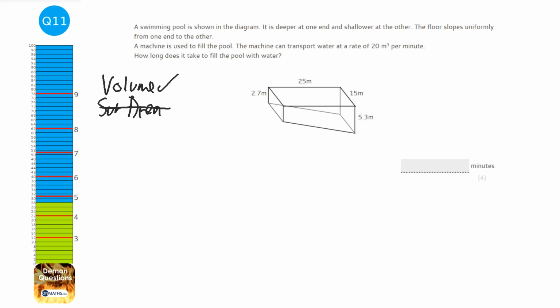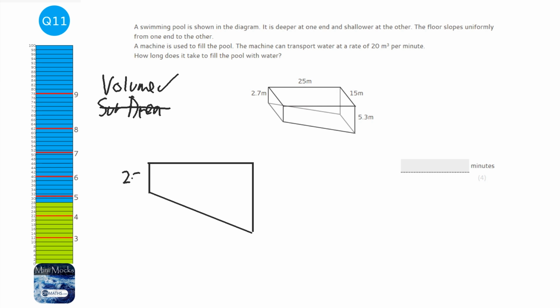Well, the shape is a trapezium-based prism. So we've got to first of all work out what the area of the trapezium is. So I'm going to draw the trapezium out first. And that height is going to be 2.7, that side 5.3, and 25 across. And I'll leave off meters because I know they're all in meters. But do check they are all in meters when you do this.